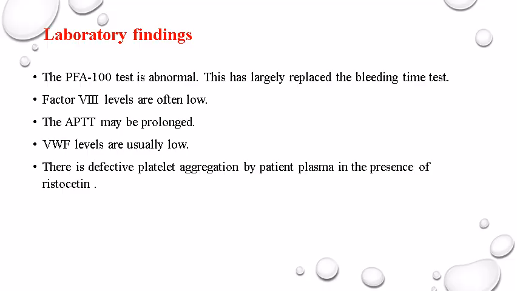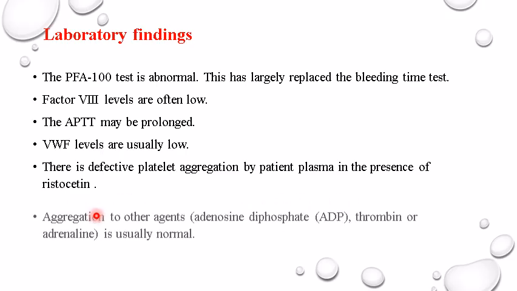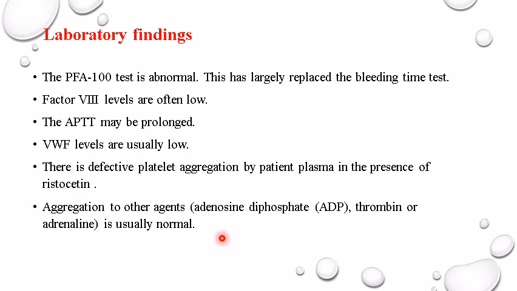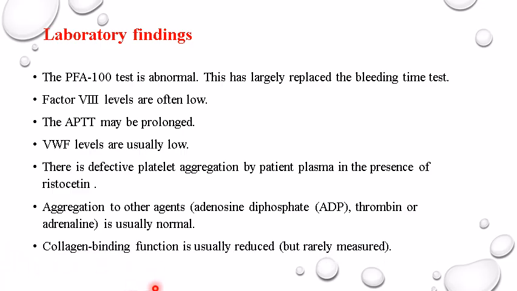Willebrand factor is usually low. When we do platelet aggregation, there is a test called the platelet aggregometer in which we measure platelet adhesion and aggregation abnormalities, usually used in the diagnosis of functional platelet disorders. So when we do this test for a patient suffering from Willebrand disease, there will be abnormal aggregation in the presence of ristocetin. Aggregation to other agents, adenosine diphosphate, thrombin, and adrenaline is usually normal. Collagen binding function is usually not a common test, but as we said, Willebrand factor bridges platelet adhesion to subendothelial collagen, so it will usually be reduced. Platelet count is usually normal.